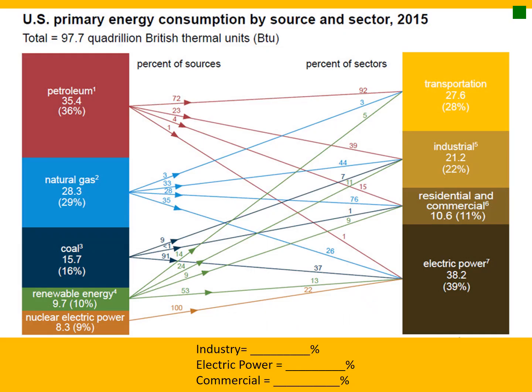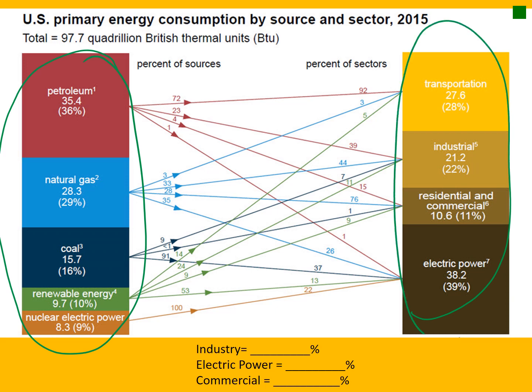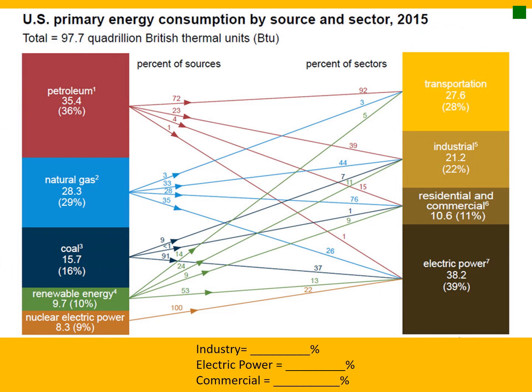All right, well, this graph or chart is extremely difficult to understand, so I'm going to take it slowly and try to explain it. These on the left are our sources of energy, and these on the right are where we use that energy. I'll talk about petroleum first. So that's oil, right? These would add up to 100%.